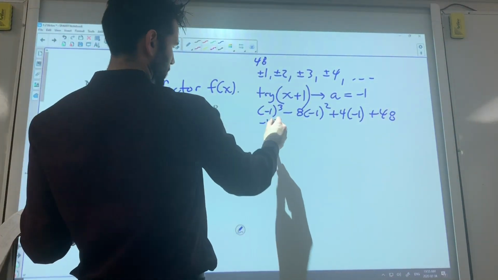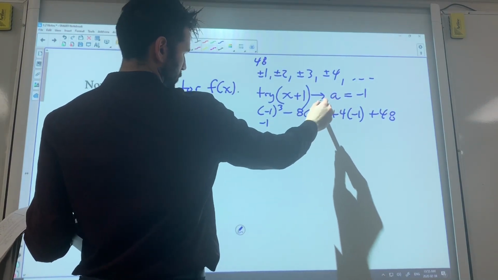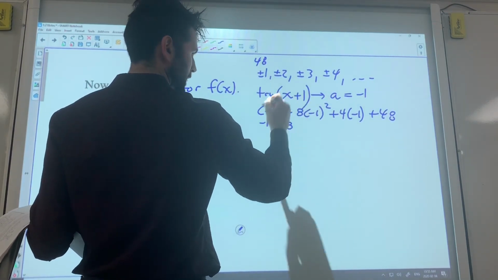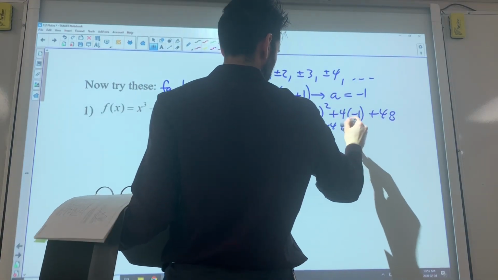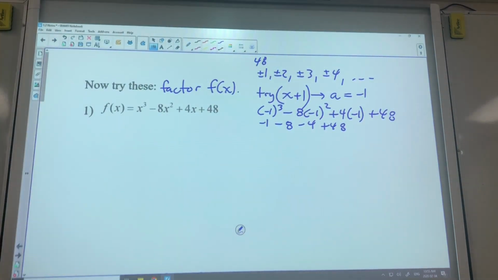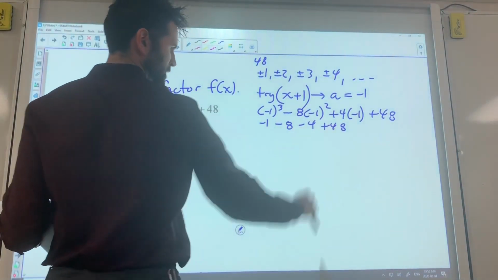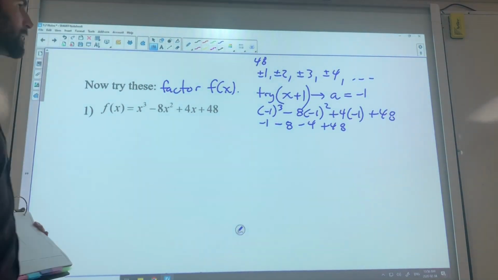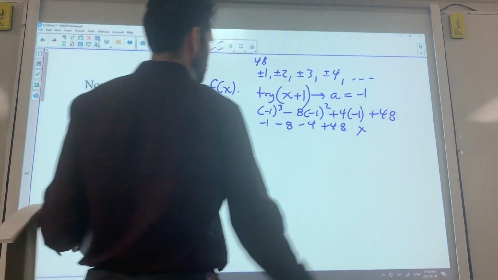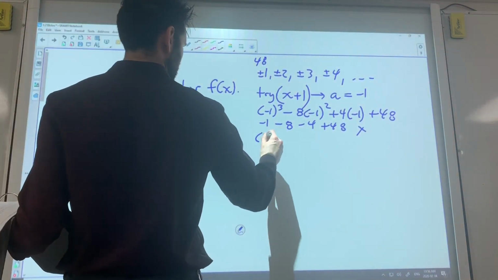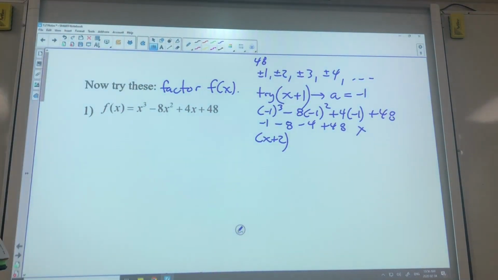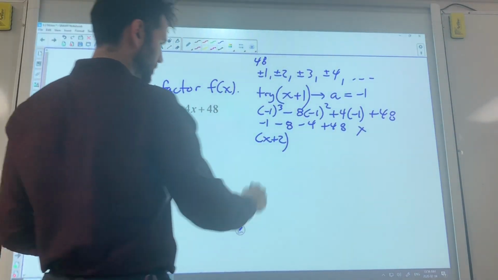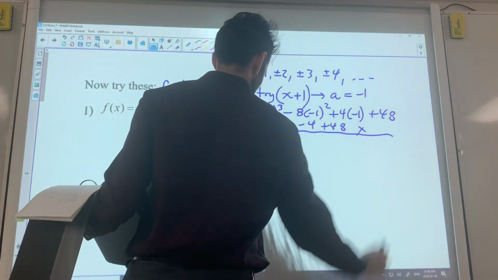Let's see, you get -1, you get 1 times -8, so you get -8, subtract 4. Now here's what I learned from this. I am really far away from 0, right? I get -13 plus 48, so I'm really far away. So I might just try x plus 2. I'm not going to bother with -1, or x minus 1 is probably not going to make that much of a difference.